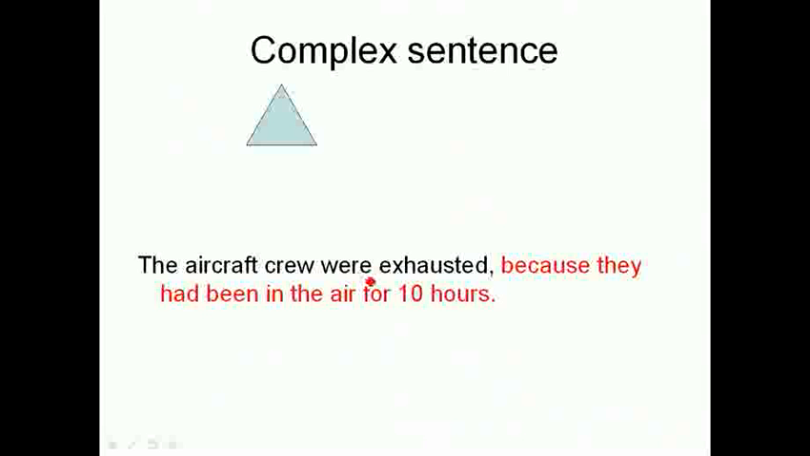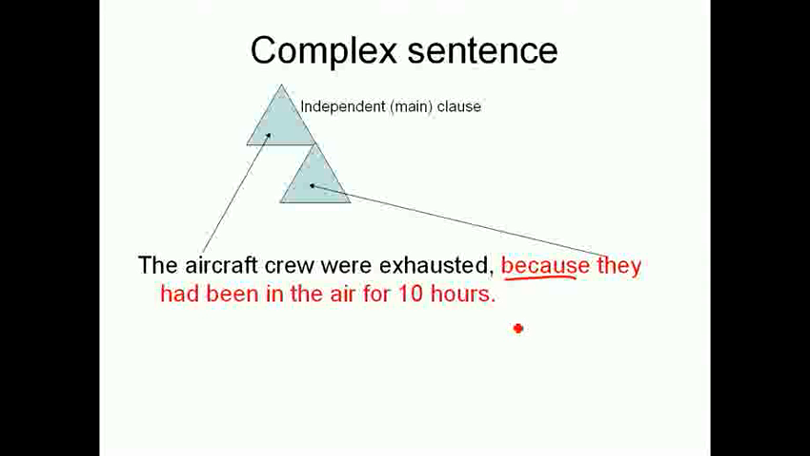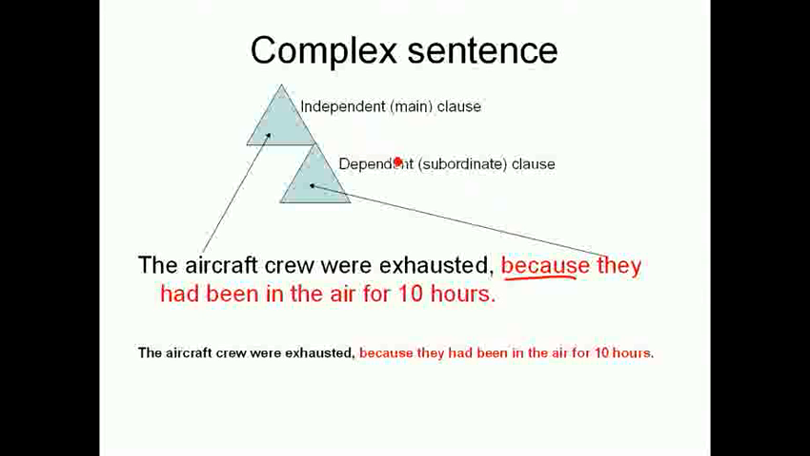So why don't we actually talk about a complex sentence? In this situation here, you have the aircraft crew were exhausted. This is the main clause, på svenska, huvudsatsen. Och så har du en bisats. Och bisatsen börjar med this thing because it's a subordinator. And for this, you then call the one at the top the main clause, also huvudsats, or the independent clause, huvudsats, and the dependent or the subordinate clause, which is the bisats.